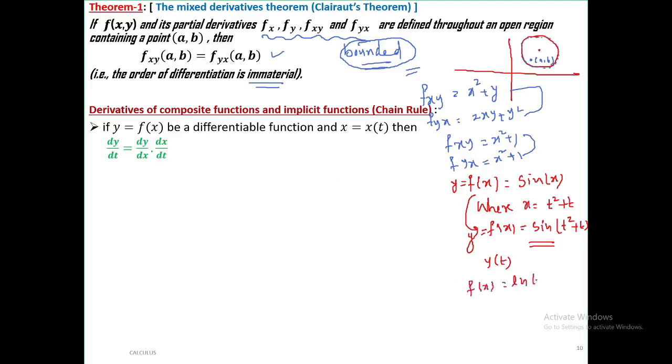Already I told you this. ln 2x. What is dy by dx? df by dx means it is 1 by 2x. Again 2x derivative, right? That means d by dx of 2x, which is 2. One more time you are doing derivative.